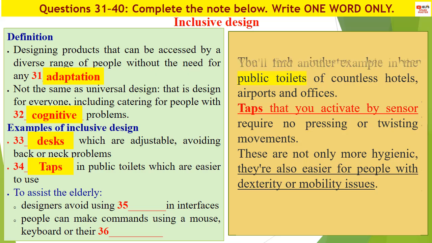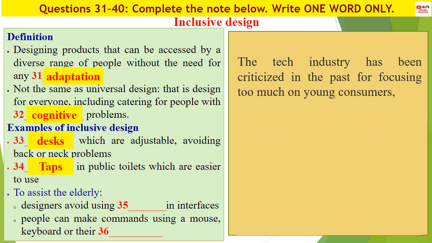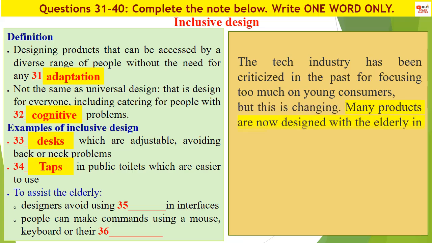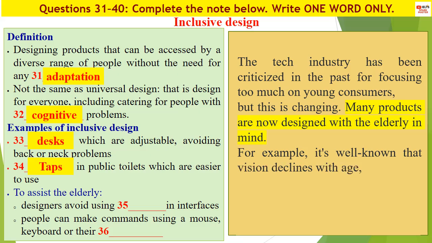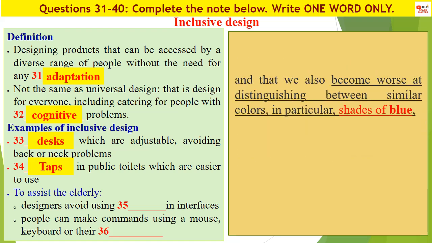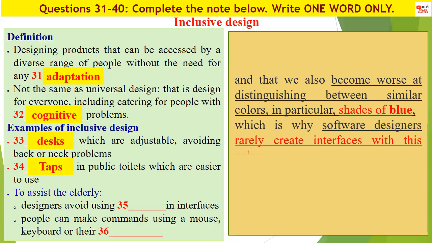The tech industry has been criticized in the past for focusing too much on young consumers, but this is changing. Many products are now designed with the elderly in mind. For example, it's well known that vision declines with age, and that we also become worse at distinguishing between similar colors. In particular, shades of blue, which is why software designers rarely create interfaces with this color.